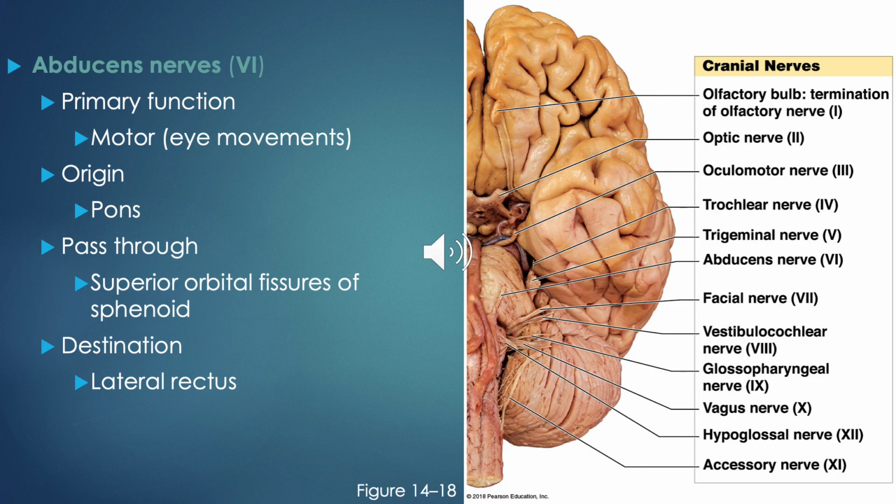The abducens nerves are cranial nerve 6, and the primary function of the abducens is motor for eye movement. It originates in the pons because it's sending information from the pons to the eye. So the information passes from the pons through the superior orbital fissures of the sphenoid and arrives at its destination in the lateral rectus muscles of the eye.